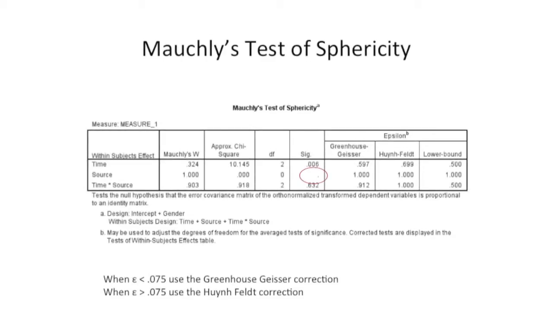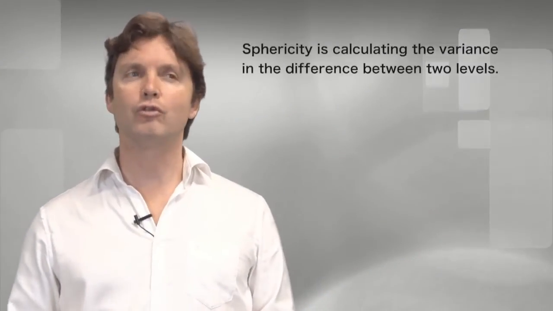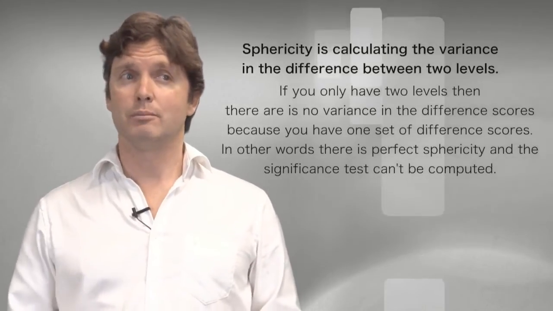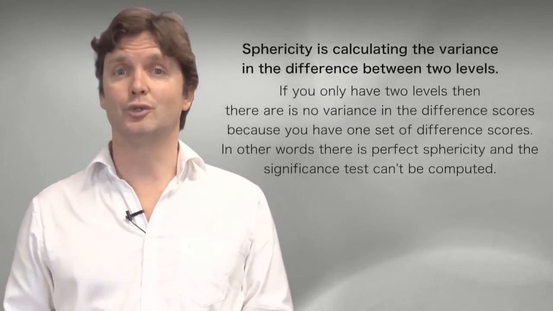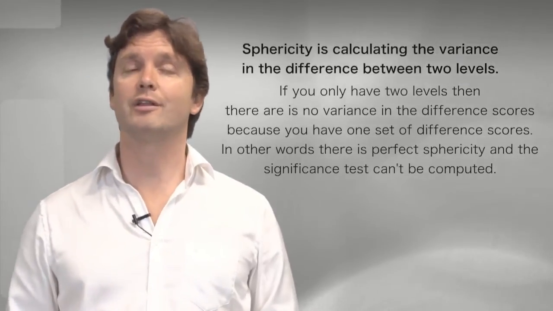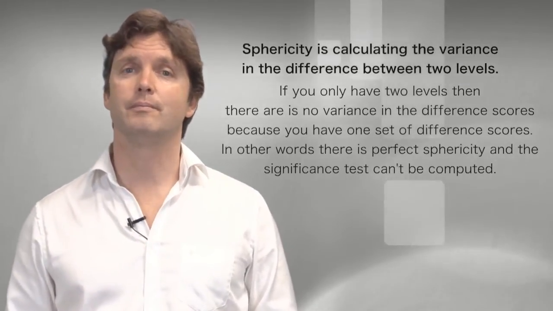You might be thinking that SPSS has failed to calculate a significance value or it's holding it back from you, but this is not the case. If you remember, sphericity is calculating the variance in the difference between two levels. Now if you only have two levels, then there's no variance in the difference scores, because you only have one set of difference scores. So in other words, there's perfect sphericity and the significance test can't be computed.